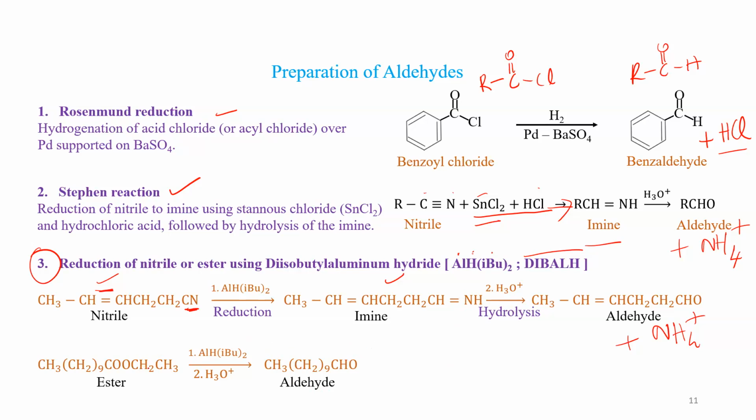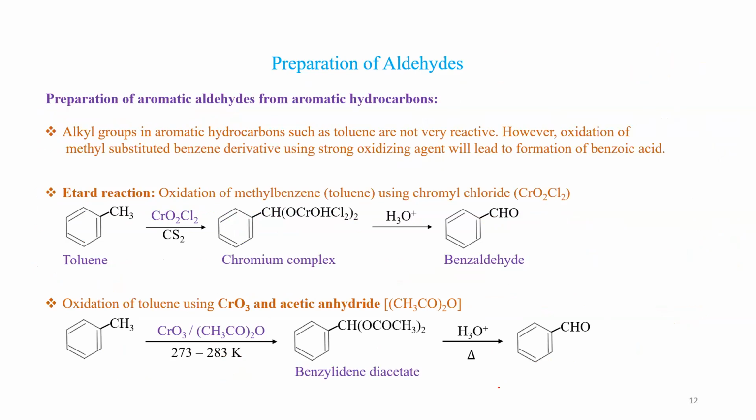So treat the ester with diisobutyl aluminum hydride, and after the reaction is over, treat the reaction mixture with aqueous solution of an acid. We get the respective aldehyde. So the aldehyde is formed. And this other part will form the alcohol, CH3CH2OH.